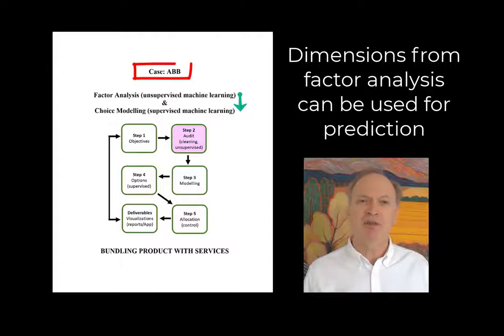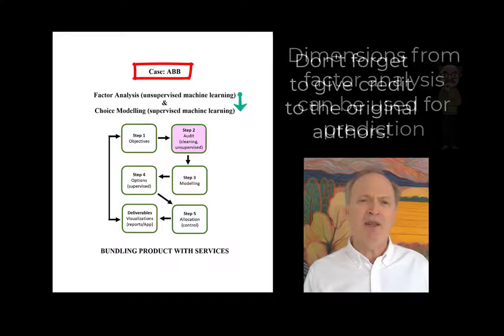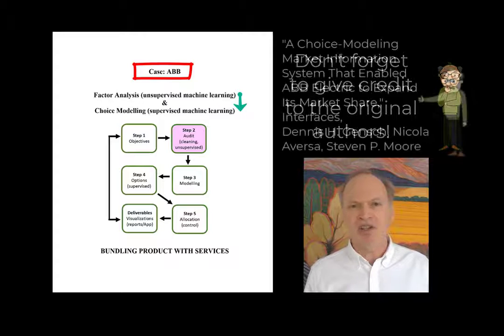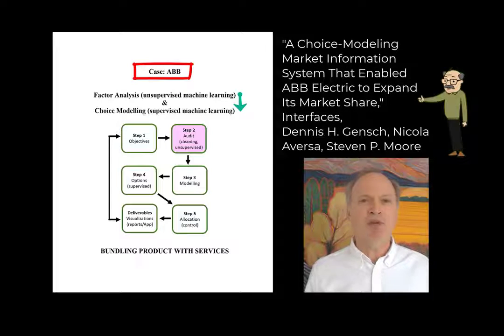ABB is a company that is the result of the merger of a Swedish and Swiss company, Asea Brown Boveri. Those two companies joined together in the field of electrical and industrial engineering. The study that I'm about to share with you, published by Dennis Gensch and his co-authors, describes how they used these machine learning tools to actually help this industrial engineering company.